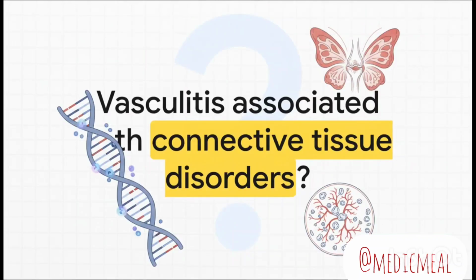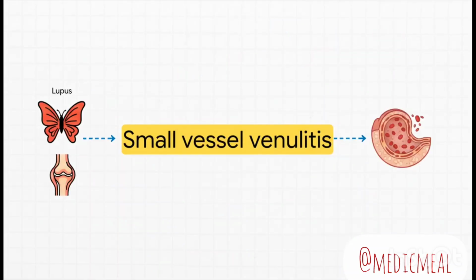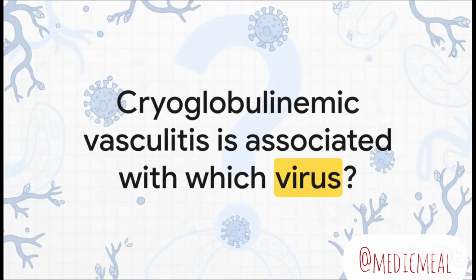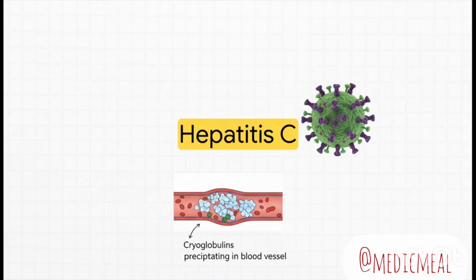Let's broaden out for a second. When small vessel vasculitis happens because of another autoimmune disease, like lupus or rheumatoid arthritis, what is the most common presentation? That would be a small vessel venulitis, which is inflammation primarily of the venules. And for our final question, let's consider another immune complex vasculitis, cryoglobulinemic vasculitis. This condition has a very, very strong link to one particular viral infection. Do you know which one it is? The answer is hepatitis C.